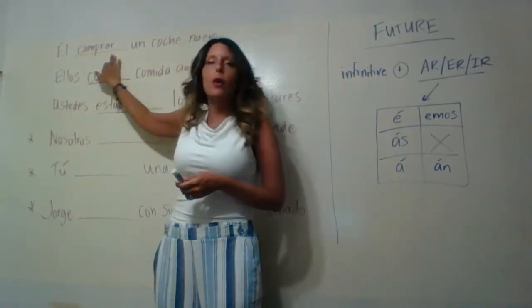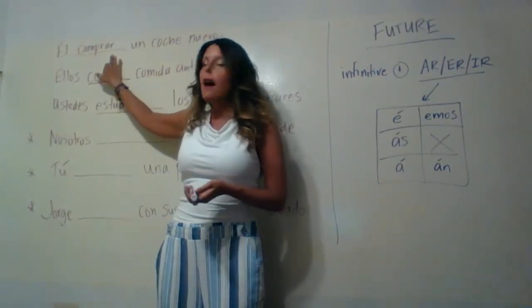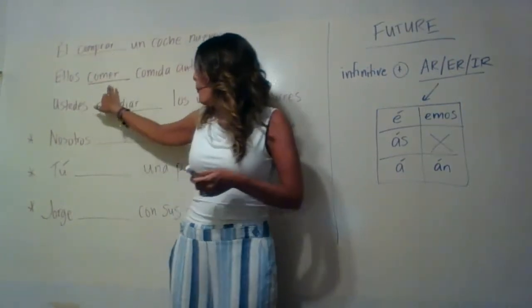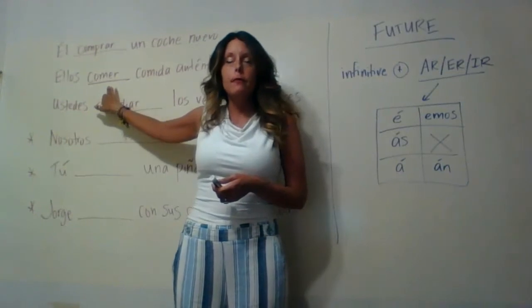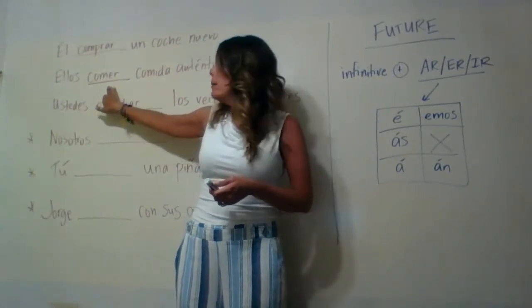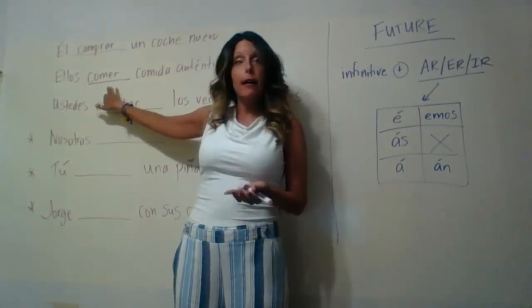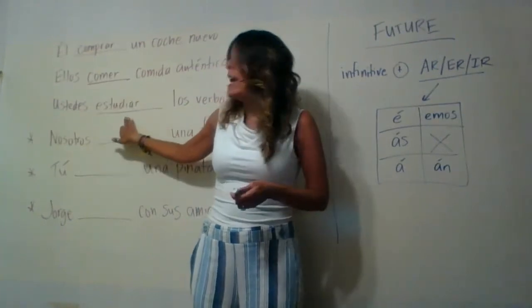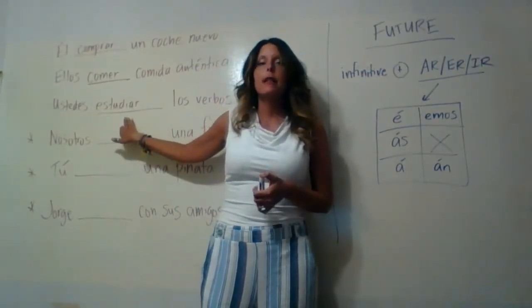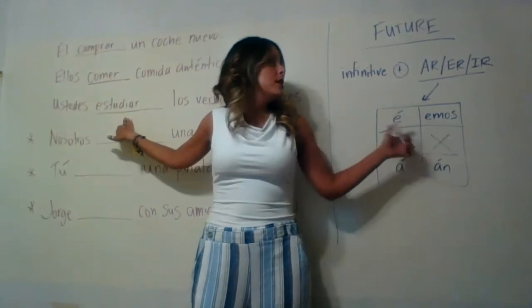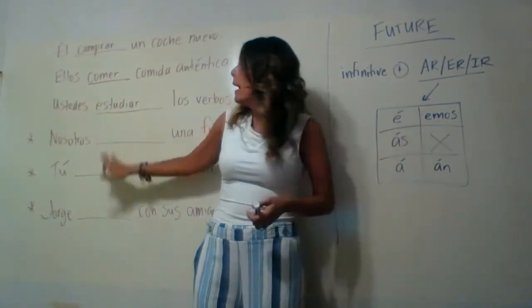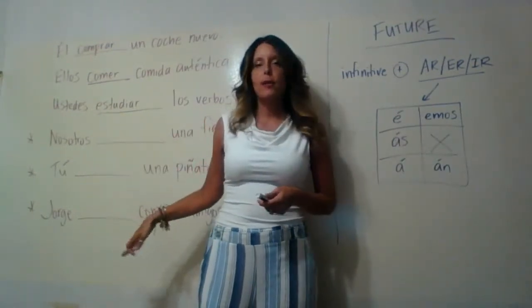And then obviously we're going to be attaching a certain ending to that. In this second example, we have the verb comer, to eat, and we're going to be attaching an ending to that infinitive. Then we have estudiar, to study. We're going to be attaching one of these appropriate endings to that. And then we'll worry about our irregular verbs in just a second.